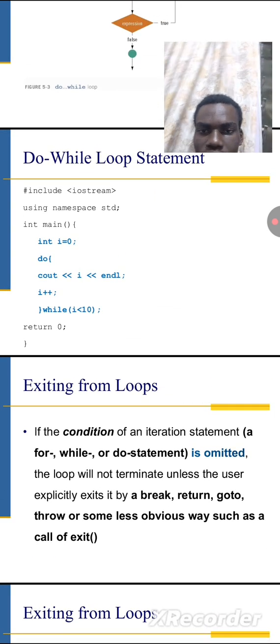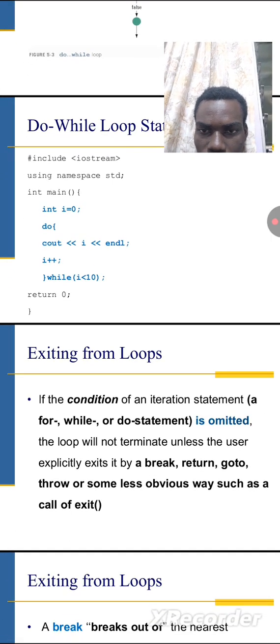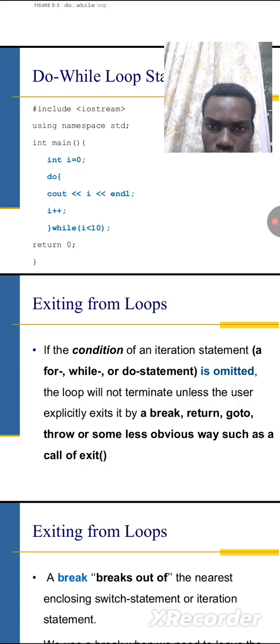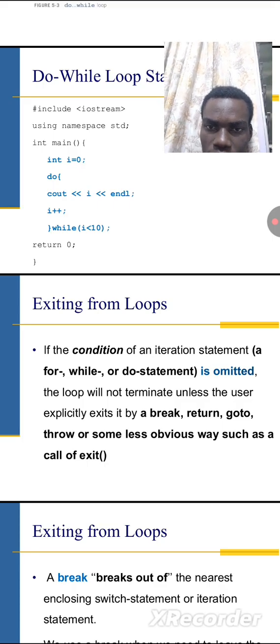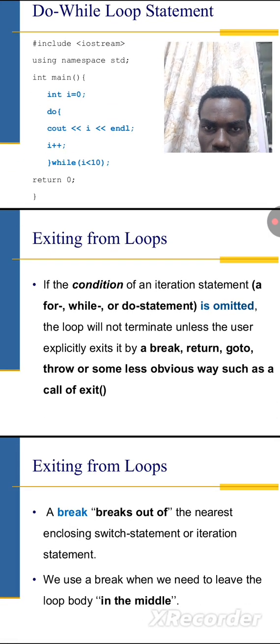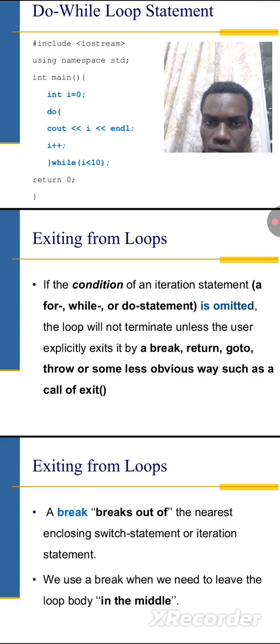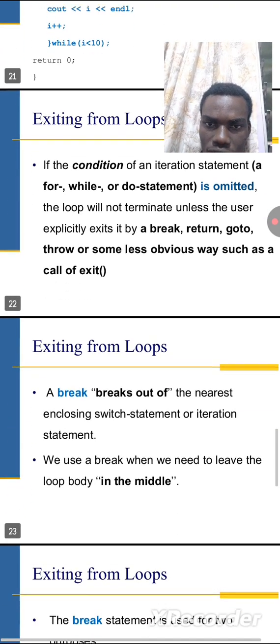Let's look at exiting from a loop. If the condition of an iteration statement, for, while or do, is omitted, the loop will not terminate unless the user explicitly exits it by a break, return, goto, throw, or some other obvious way such as a call of exit.